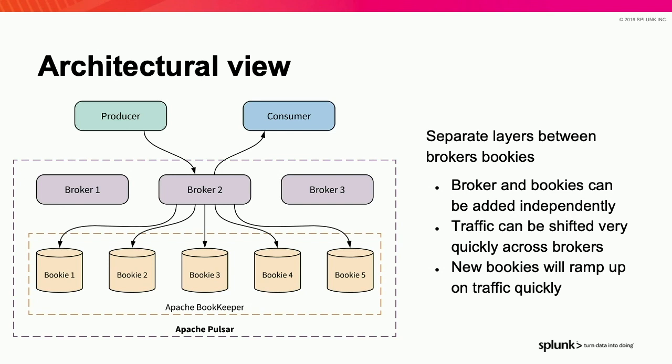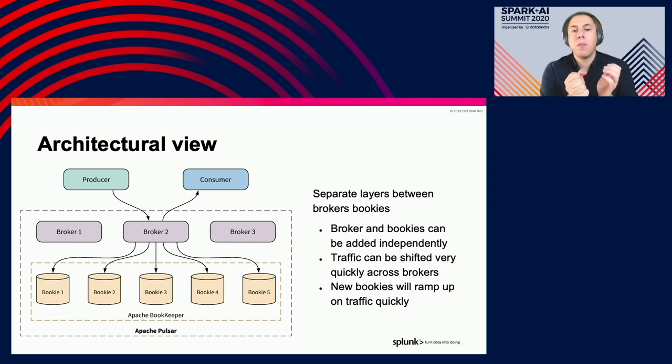That also means that a broker is not owning the data of one topic, for example, so you can quickly move topics from one broker to another. For example, if a broker is overloaded, we can simply shift some topics from one broker to another, and we can react very quickly to changes in traffic patterns, and that is very important in a multi-tenancy system. It also means that the bookies are not the owner of a single topic, so we can also ramp up bookies to have more IO if we need it.